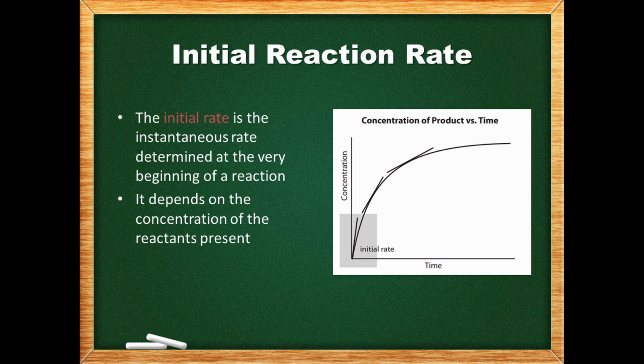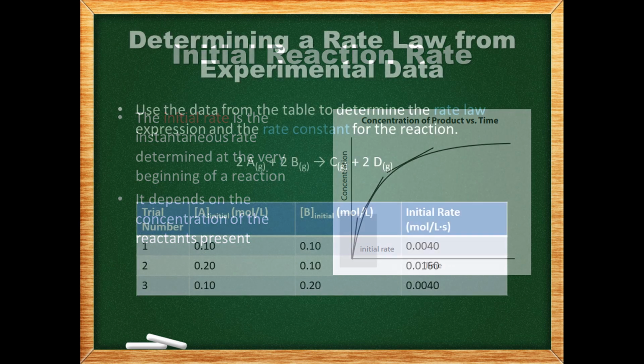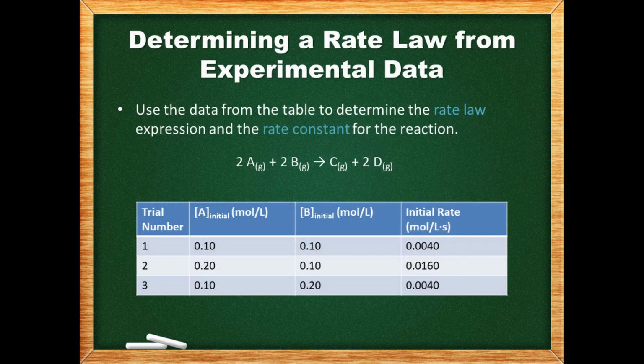The initial rate is the instantaneous rate determined at the very beginning of a reaction. The slope of a tangent line drawn to the curve at the beginning of a reaction is greater than that of any other tangent. The initial rate of a reaction depends on the concentration of the reactants present, as predicted by collision theory. The data from a series of trials can be summarized in a table such as this. First, we will use the data in the table to determine the rate law.